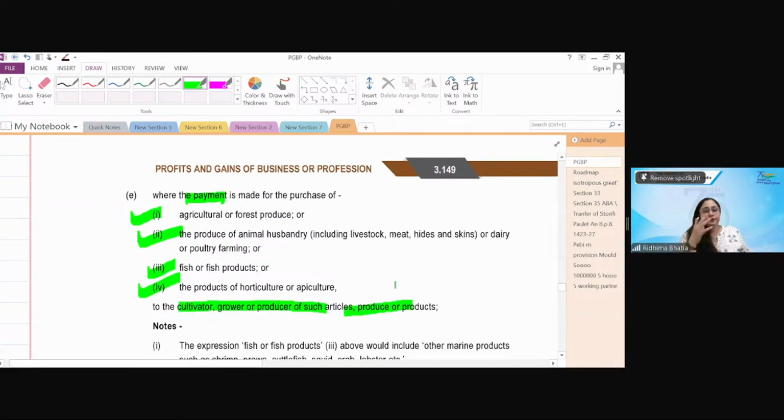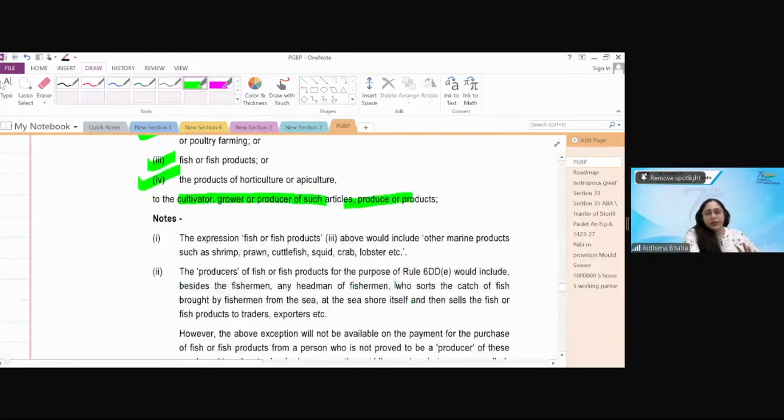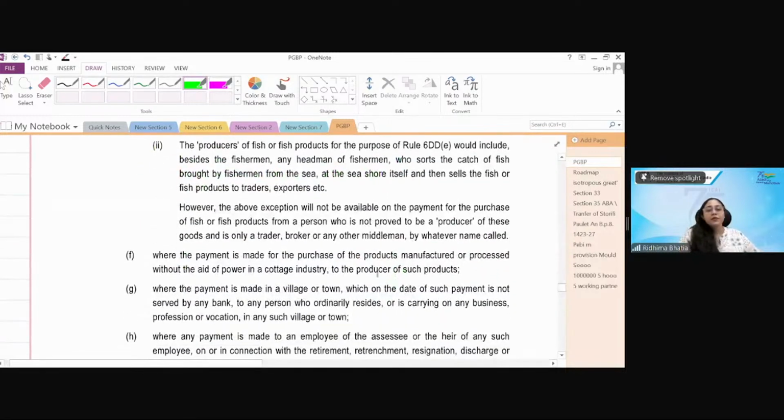But purchasing agriculture produce from APMC or from any mandi would not come under this, because it must be paid directly to the cultivator. Only that would come. Or if I'm purchasing goods from any cottage industry, then I can make payment in cash, because cottage industries operate at a very low level and generally do not have the help of power. They work without electricity. Or if I'm making payment anywhere in a village or town where there is no bank, that would be allowed.